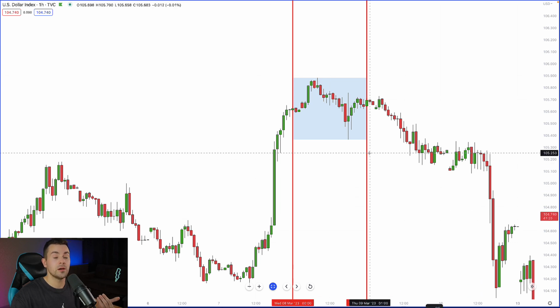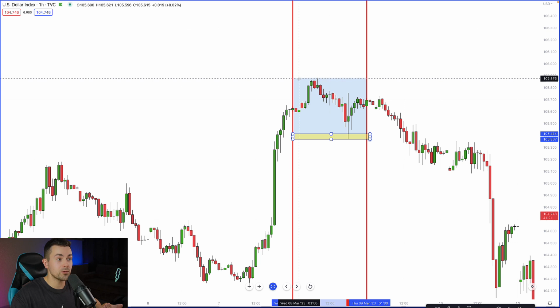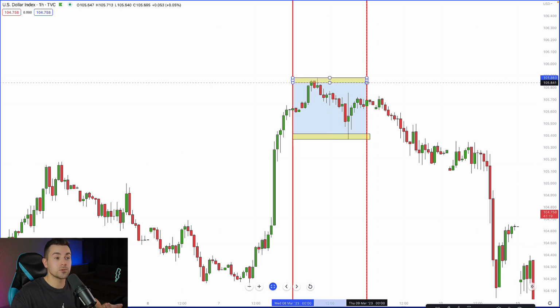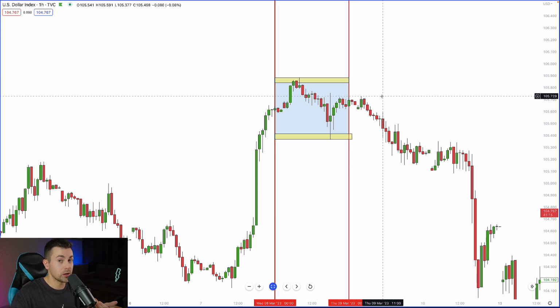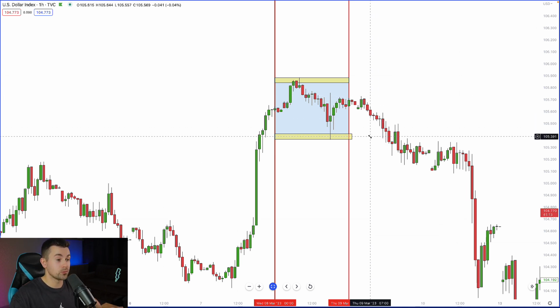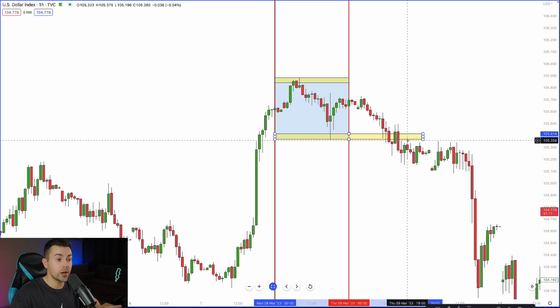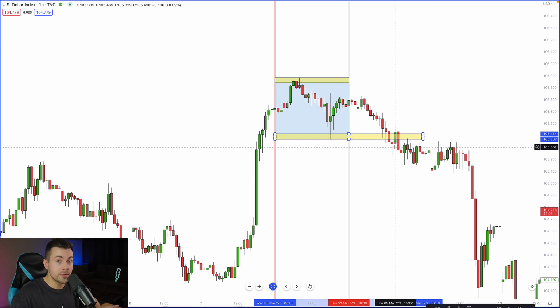And you should underline the boundaries of the range. Here goes the support of the range, and here goes the resistance of the range. And in order to grasp where the market will go next, you're waiting for a breakout. Yes, you are patiently waiting, and you can see that here the market violated the support of the range.